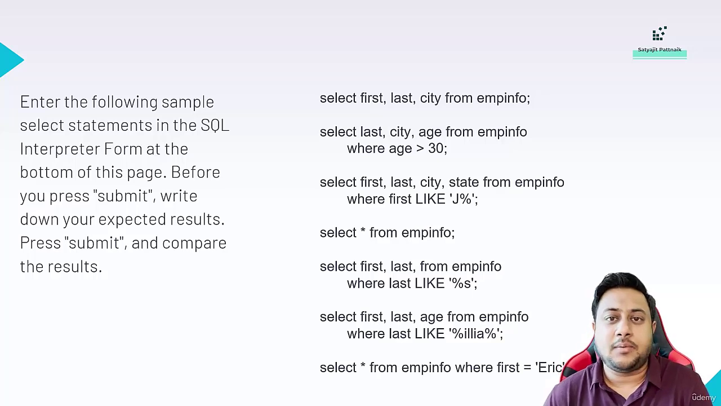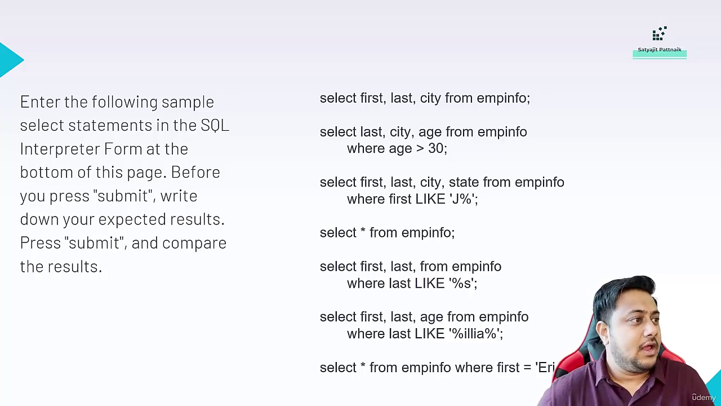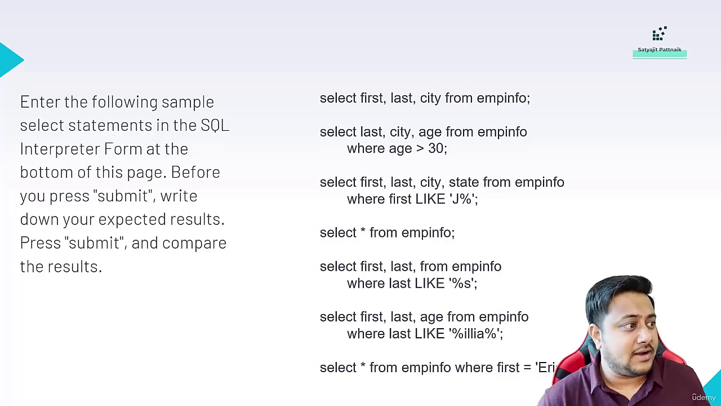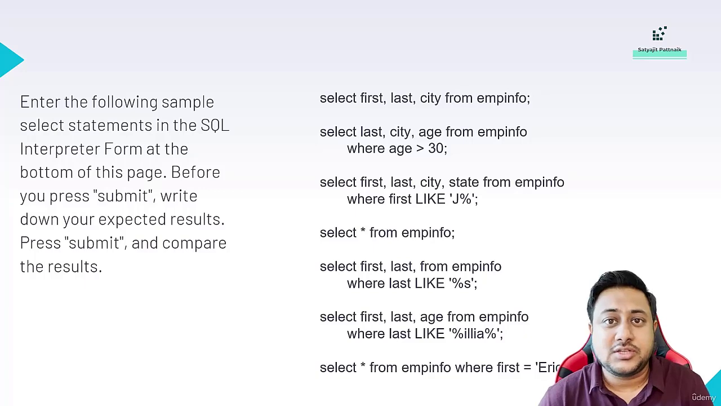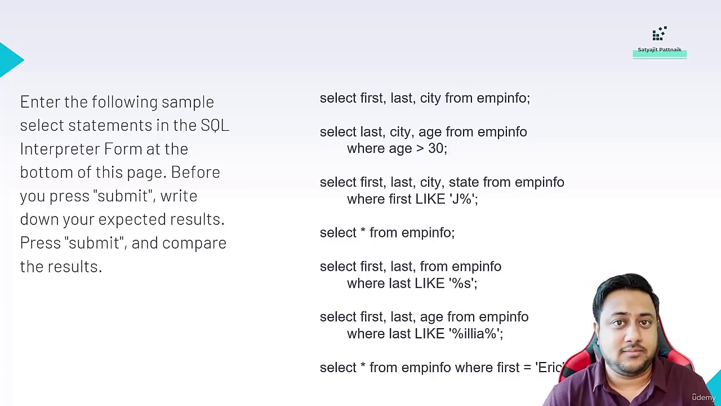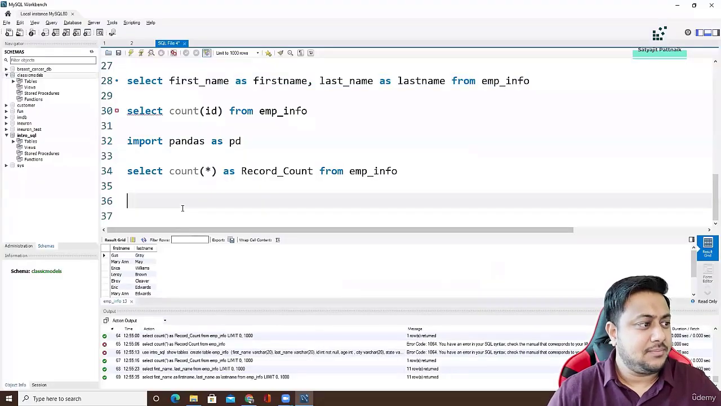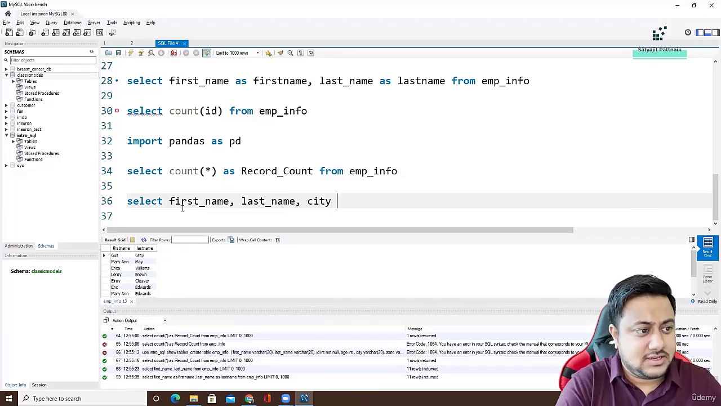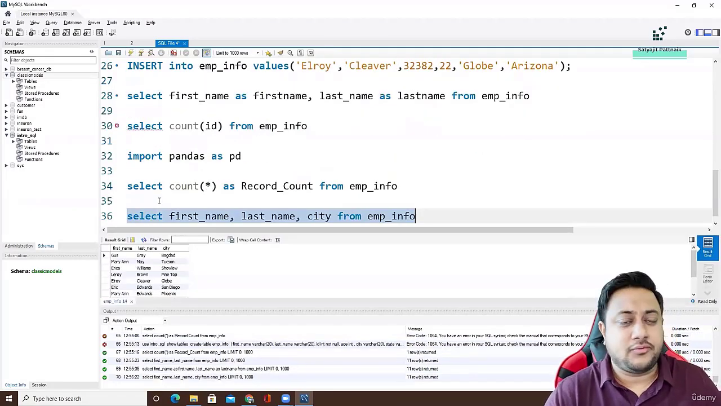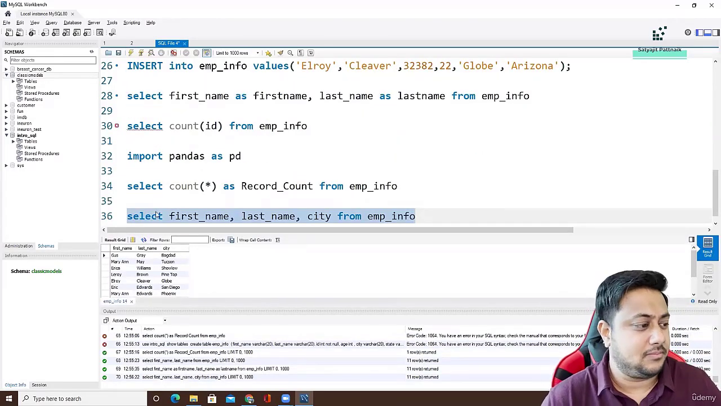Now we'll move ahead and learn about some other concepts inside your DQLs, like some filter queries. So enter the following sample select statements in the SQL interpreter form at the bottom of this page. Before you press submit, write down your expected results. Now these are some of the queries. So let's say you want to fetch the first name, last name, and city. How do we do that? Simply select first name, last name, city from table name. That will give me all the information about first name, last name, and city. Simple.